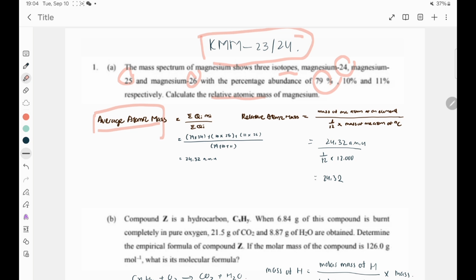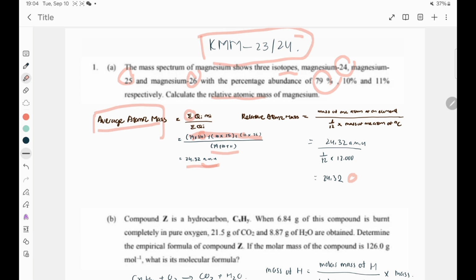Please don't forget about this, because the average atomic mass has a unit, but the relative atomic mass does not have a unit. To calculate the average atomic mass, we multiply each relative abundance by its mass, sum them all up, and then divide by the total abundance, and then we get this value.